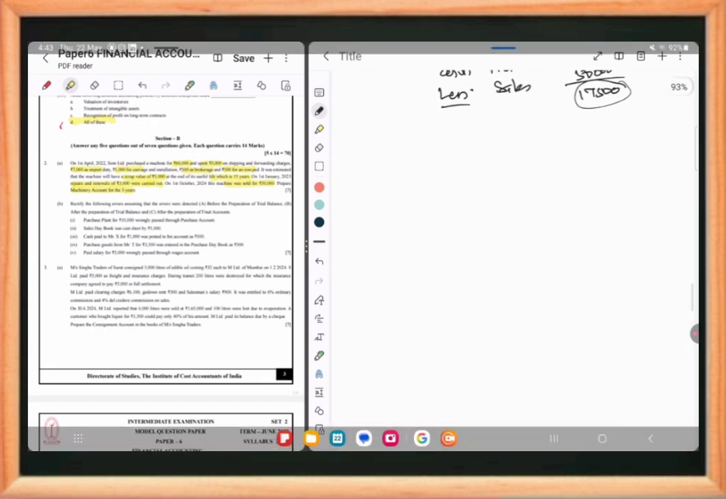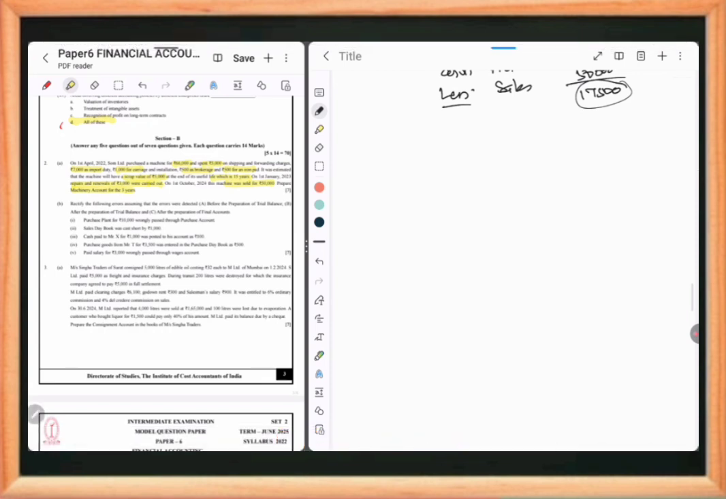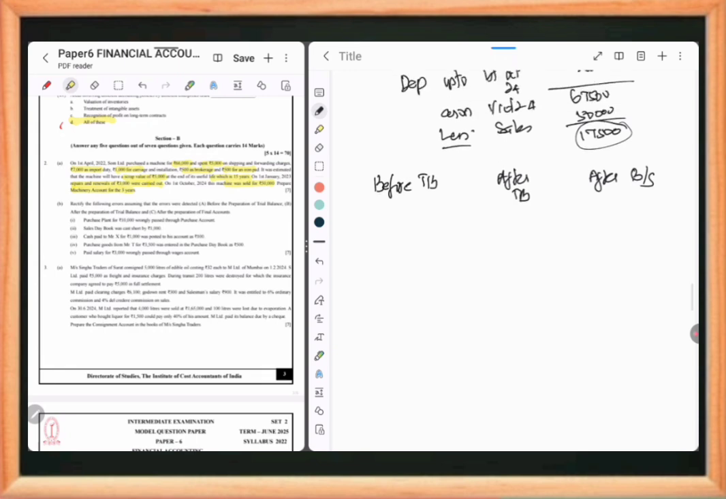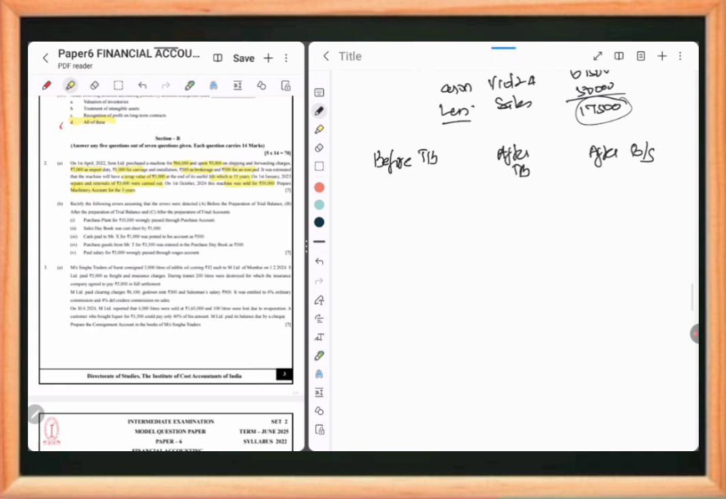First stage: before trial balance, after trial balance, after preparation of balance sheet. So these two rectifications are to be done within the year, and in this case, after preparation of the balance sheet, the rectification will be done in the next year. I had already explained this in the previous set 1 question paper itself.